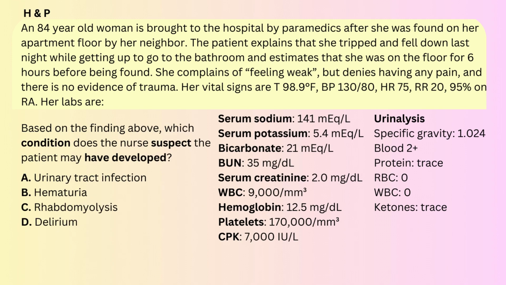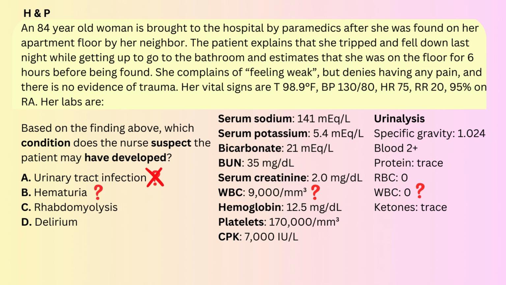Okay, let's go back to question number 1. It is asking us to pick a condition that the client may have developed based on the findings. Let's start with the answer choices and see if we can rule them out one by one. A. Is this a urinary tract infection or UTI? Does the client have dysuria or pain with urination? Urinary hesitancy? Does she have elevated WBCs or a urinalysis with many WBCs and bacteria? The answer is no. None of these are mentioned in the scenario, so we can rule out UTI.